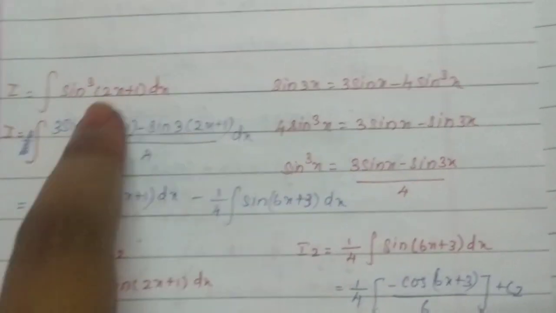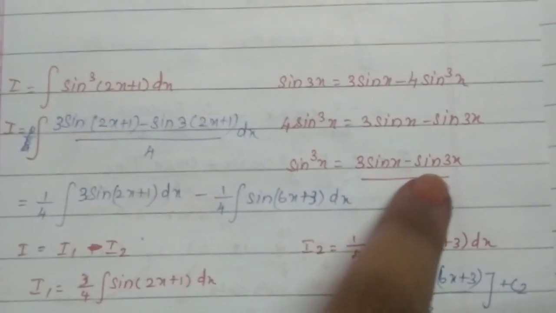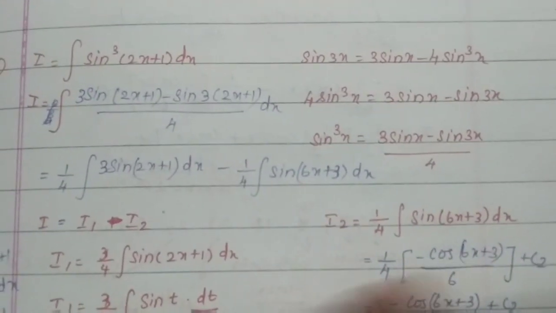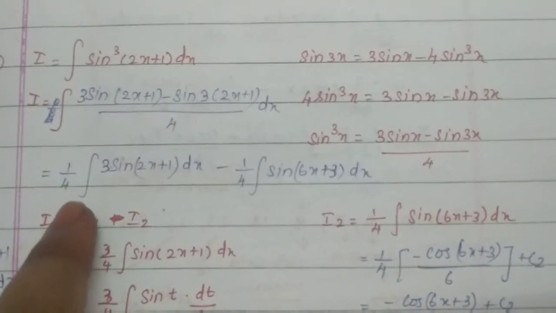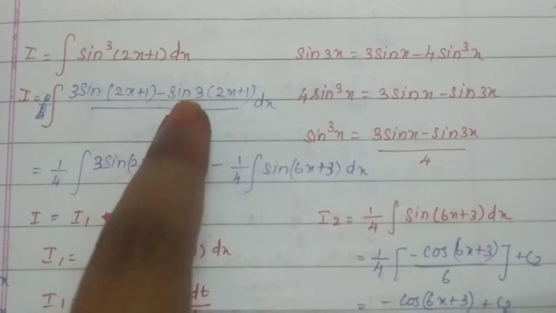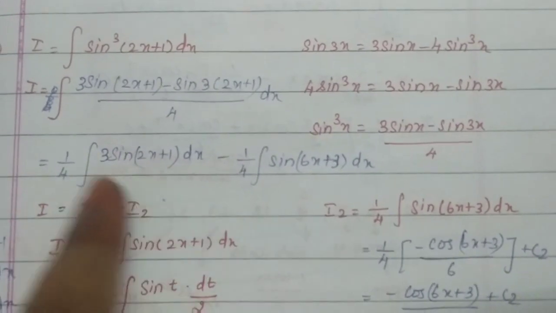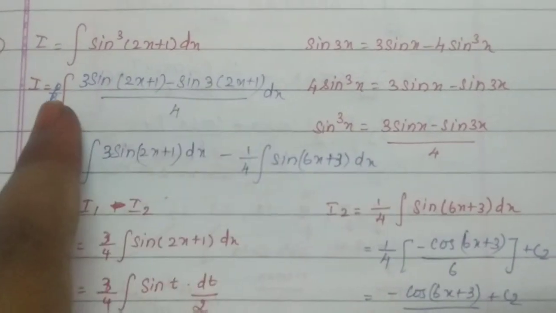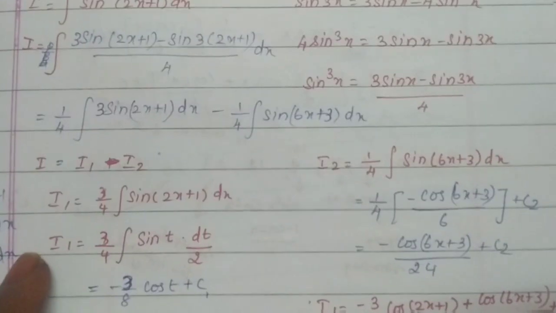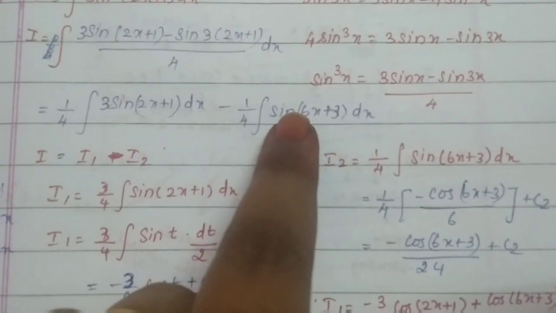So, in the place of x, we have 2x plus 1. I am substituting 2x plus 1 in the place of x and writing the value of sin cube of 2x plus 1. Here I am taking 4 outside. Now, you will be getting integral of 3 into sin of 2x plus 1 minus sin of this. When you multiply, you will get 6x plus 3 into dx. This 1 by 4, I am taking for both the integrals separately, it will be easy for us to integrate. So, let me consider this to be integral 1, this to be integral 2.